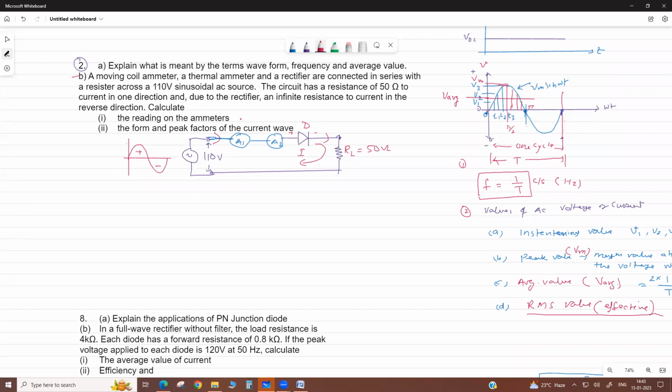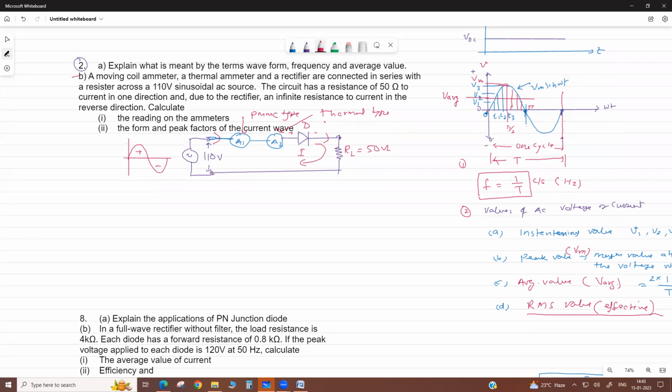Now, A1 is a PMMC, permanent magnet moving coil type. A2 is thermal type. It works on the electromagnetic and I square RT Joule heating principle. Thermal type.